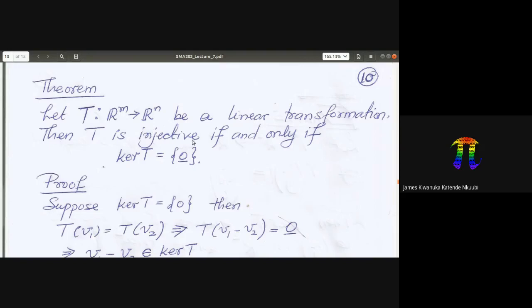You know what an injective function or an injective map is? Yes.